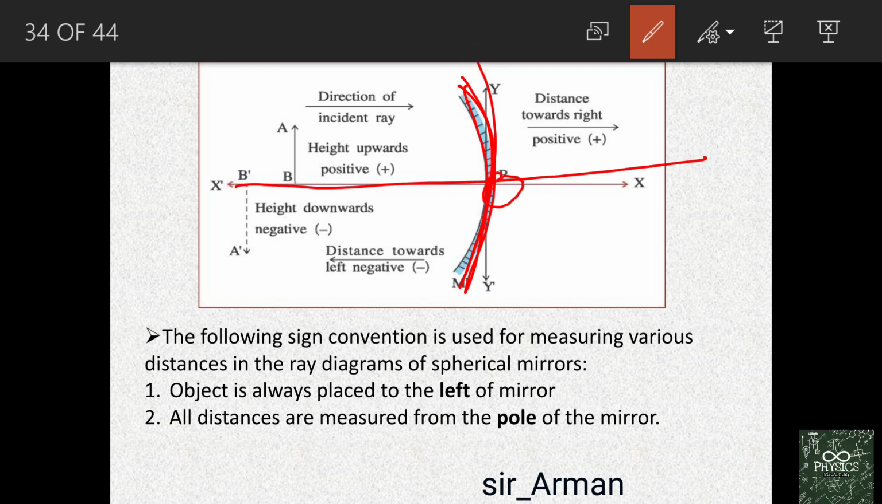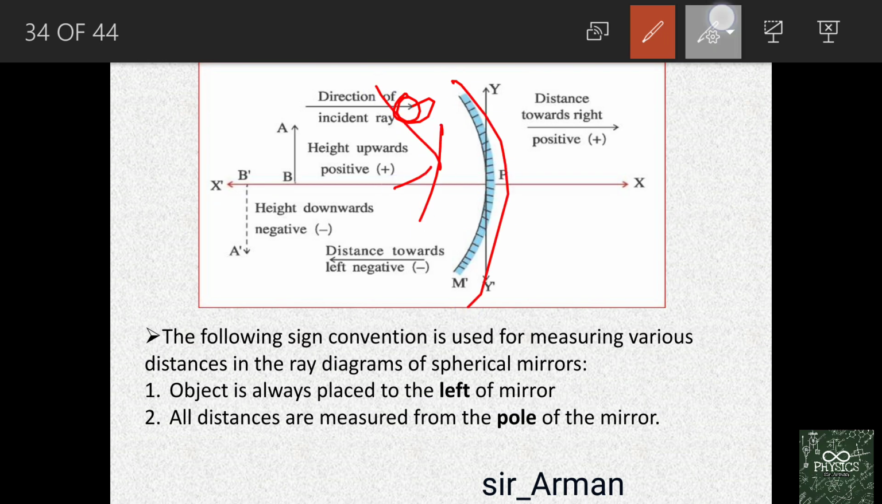This is the origin, right? And this is the y-axis and this is our x-axis. So the following sign convention is used for measuring various distances. First convention, these are strict conventions, we have to follow them. The object is always placed to the left of the mirror, that is, we have to keep our reflecting surface this side, right? This is the reflecting surface.